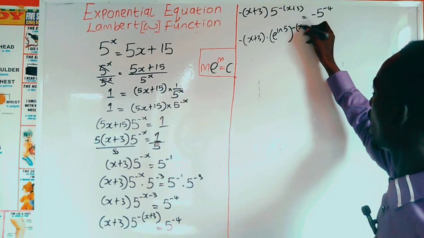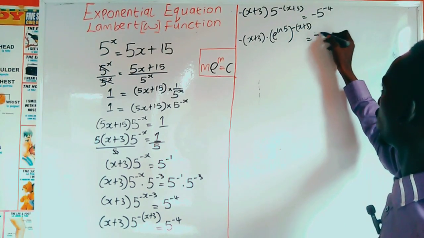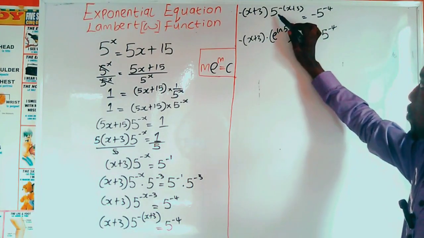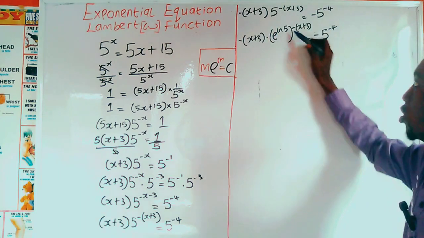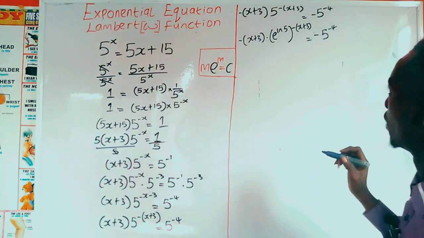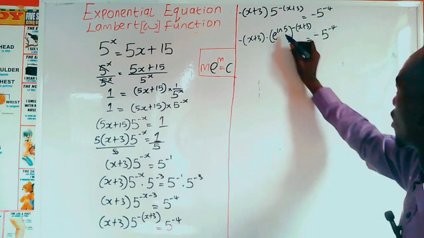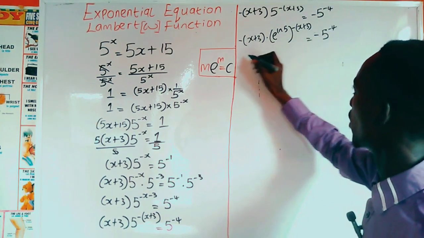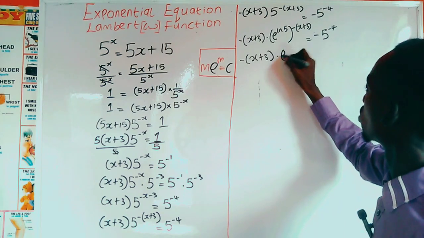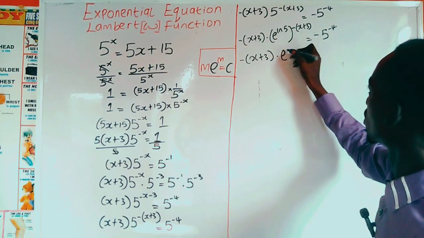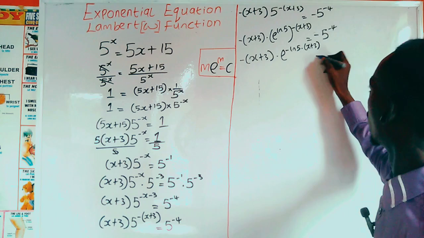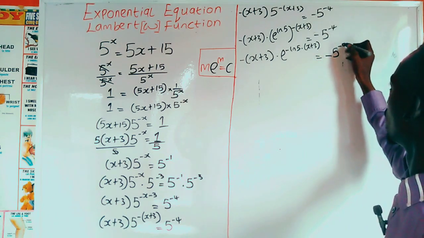Then negative x plus 3 equals negative 5 raised to the power negative 4. Now I haven't done anything strange here. This 5, I've expressed it like this. According to that law, ln cancels e, because this ln has a base of e. So let's press further. We are getting very close. Let's multiply the 2 powers to take away this bracket. We have negative x plus 3 times e raised to power minus times plus is minus ln 5 times x plus 3 equals negative 5 raised to power negative 4.